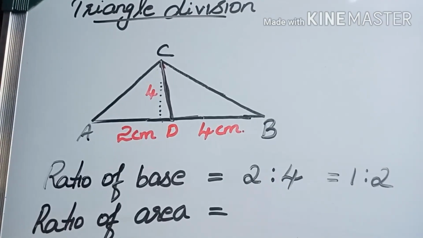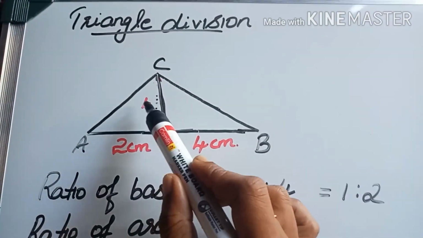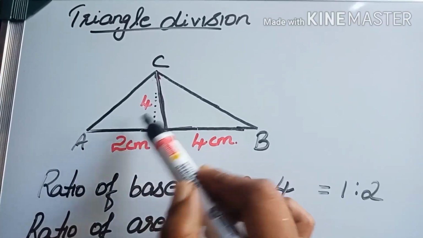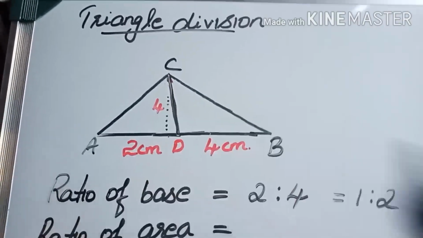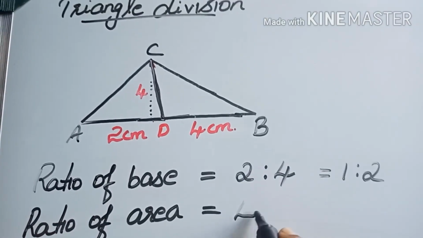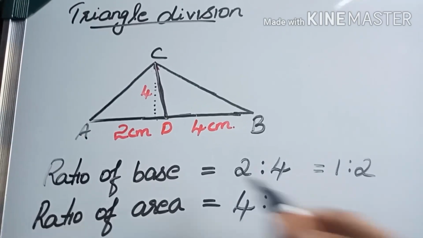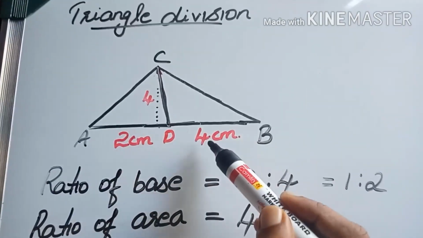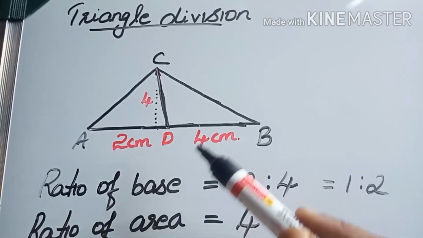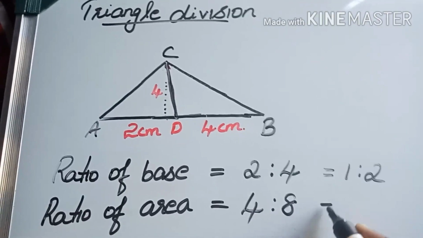Now let's find the ratio of area. For the first triangle, the area will be base into height, 4 into 2, so 4 2s are 8. Then it's half, 8 by 2, so the answer is 4. So 4 is the first area. Now for the second triangle, base is 4, height is the same 4. So 4 4s are 16, and half of that is 16 by 2, which is 8. So 4 is to 8.